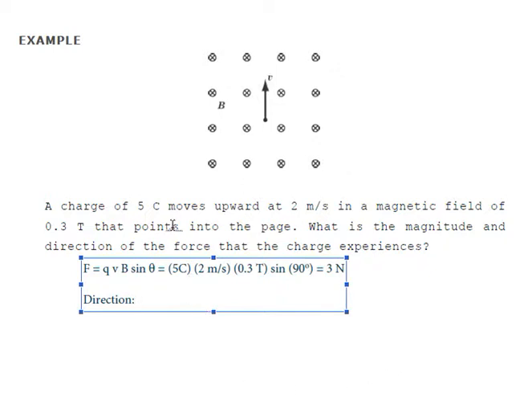Since we have a positive charge, we don't have to worry about flipping it. Our Q is positive, so it keeps our force positive. So the direction would be to the left. So what is magnitude and direction of the force that the charge experiences? 3 newtons to the left.